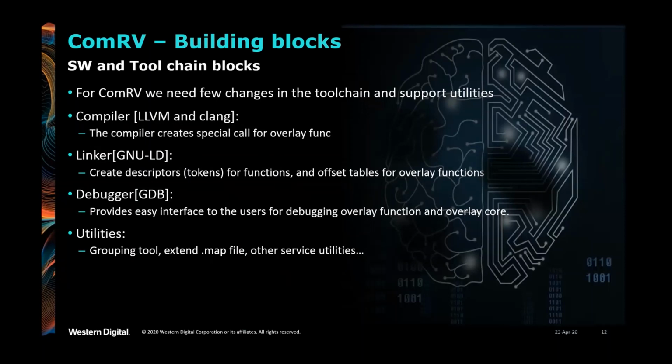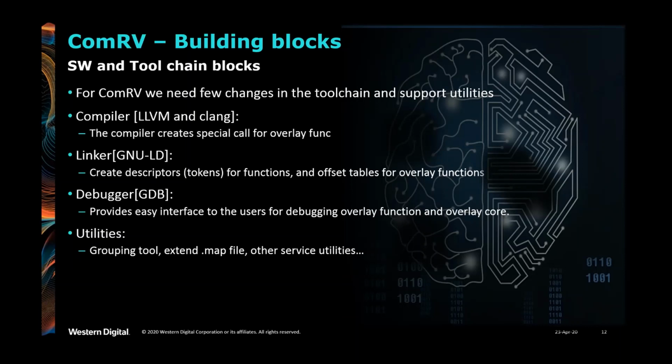So as the compiler, we choose the LLVM and the Clang. The compiler creates special calls for the overlay function and is responsible to jump to the engine. For the linker, we choose the LD by GNU. It creates the descriptors, the tokens for functions, and the offset tables for the overlay functions and the overlay groups, for the multi-groups.